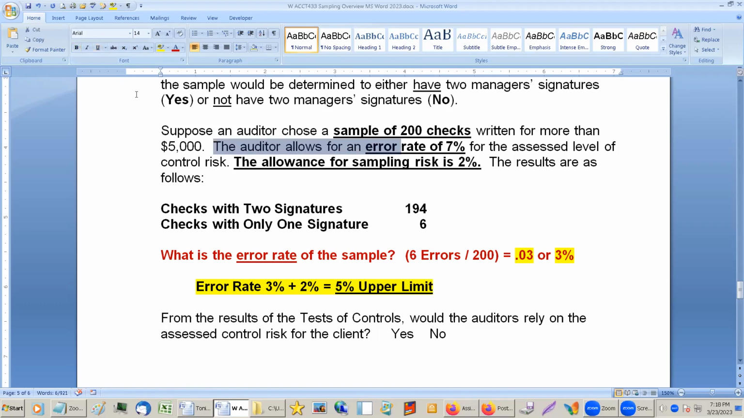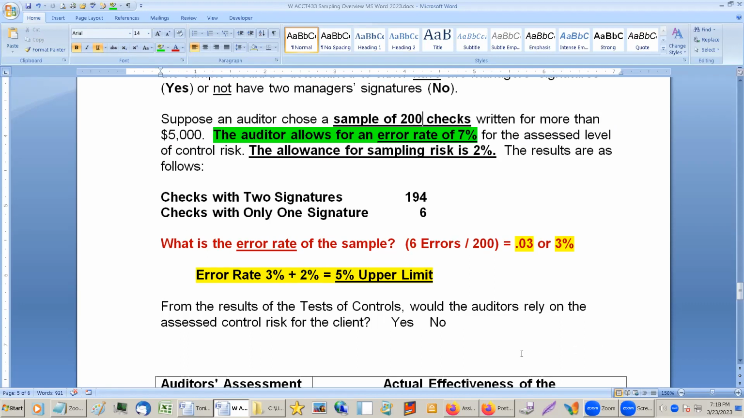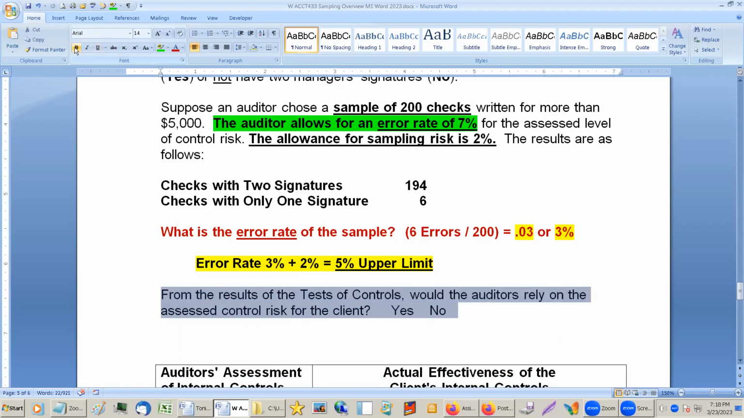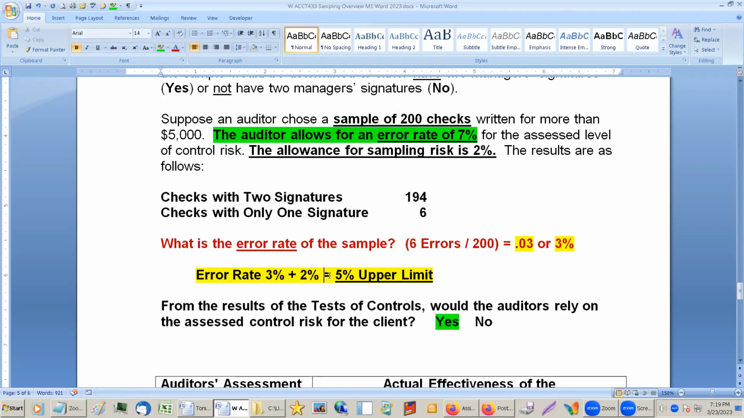The auditor allows for an error rate of 7%. Yes. Yeah. You rely on the controls? Yep, you would. Yeah, because the allowed error rate is 7%, and the observed error rate is 3%, but there's a 2% allowance for sampling risk, so it could be as much as 5%. So 5% upper limit.